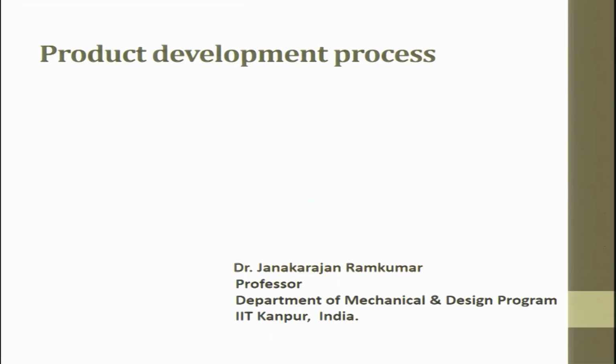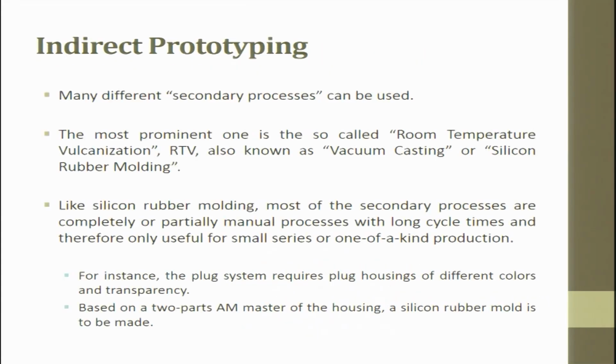Welcome to the next lecture series in this course on product development processes. So, indirect prototyping. Many different secondary processes can be used for indirect prototyping. The most prominent one is also called room temperature vulcanization, or otherwise RTV. In short, it is also called vacuum casting, or silicon rubber mold.